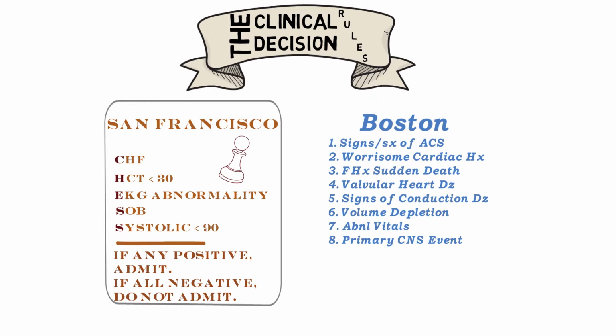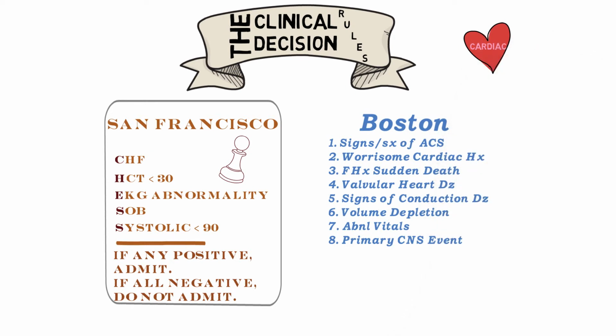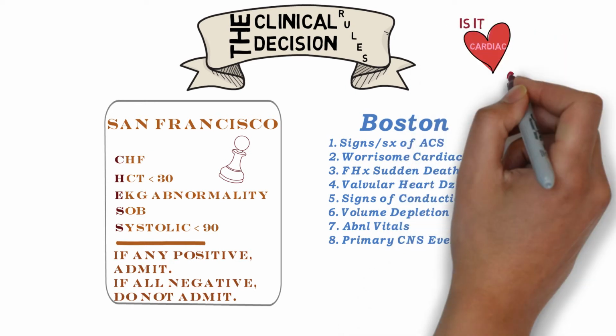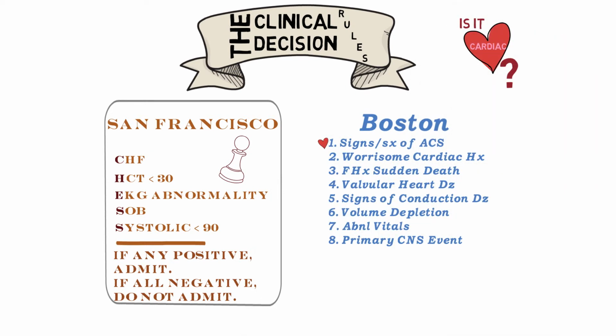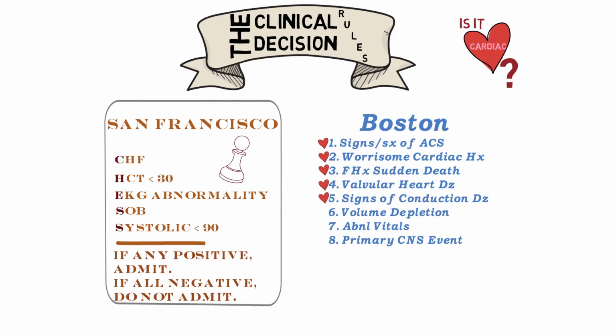So that's a lot of criteria to remember, but before you get overwhelmed, remember that our big question is, do I admit? And that to answer that, we ask another question, is it cardiac? Take a look at how many of these criteria are directly trying to answer that question.